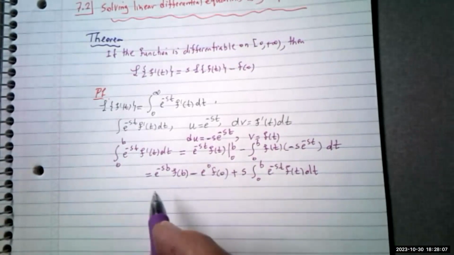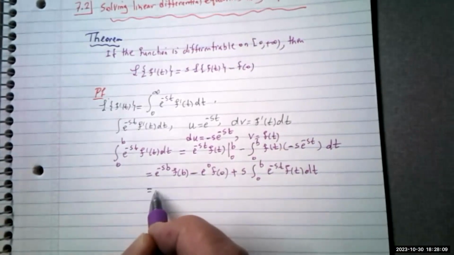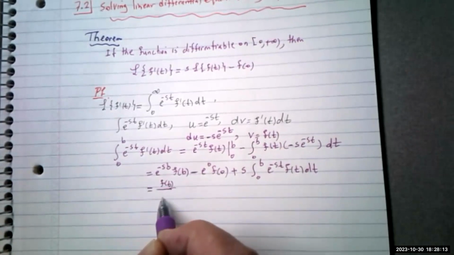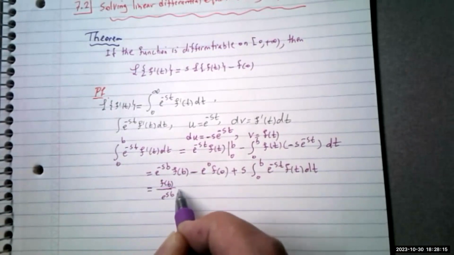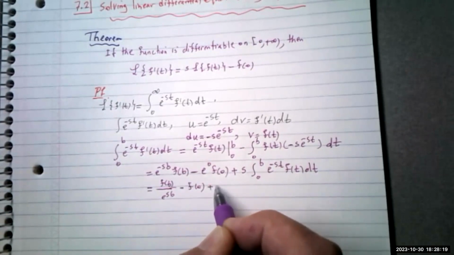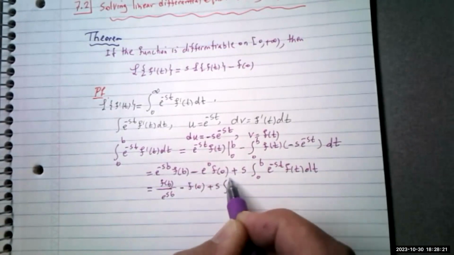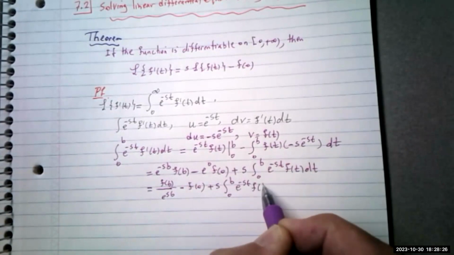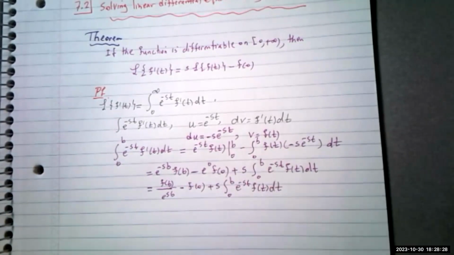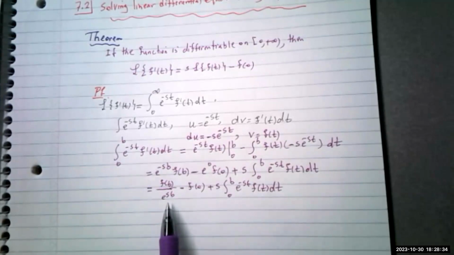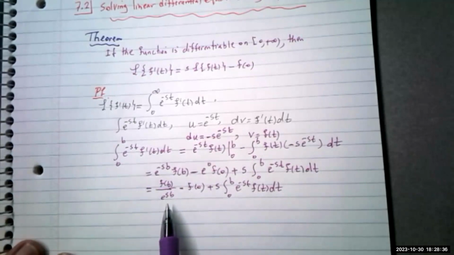So e to the 0 is 1. So this is going to be equal to f of b on the top, e to the sb down the bottom, minus f of 0. And plus s integral from 0 to b of e to the negative st f of t dt. Now, if you take the limit when b goes to infinity, this would be 0, because b is a positive number.